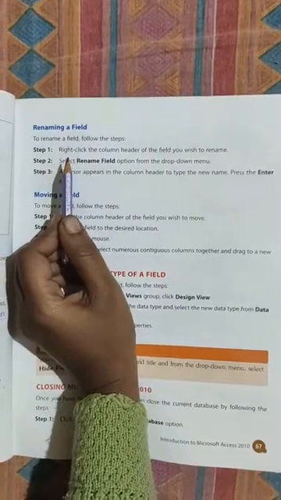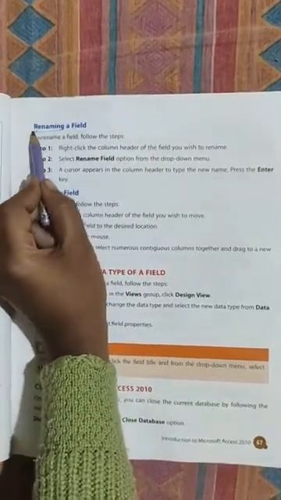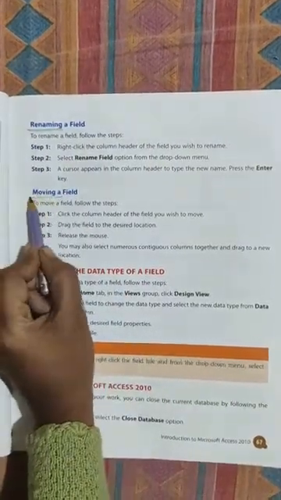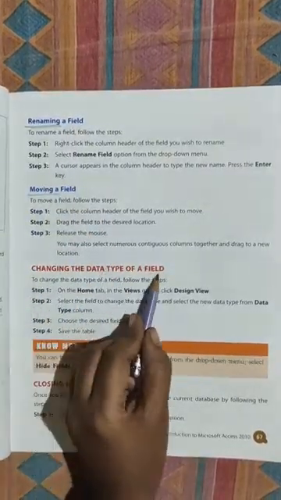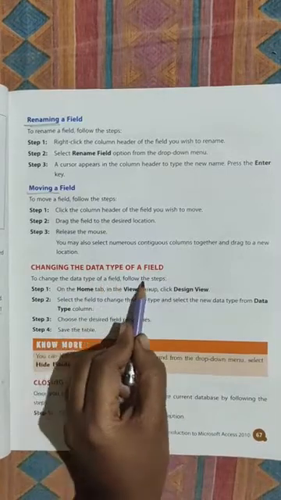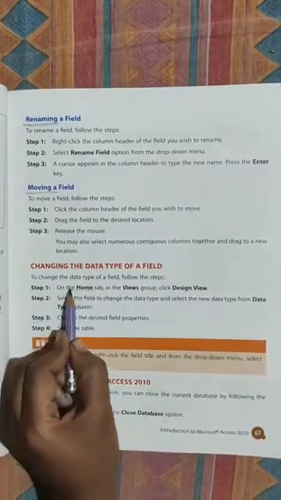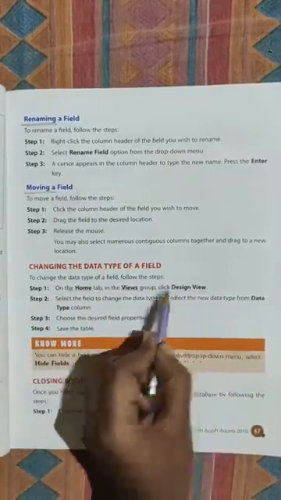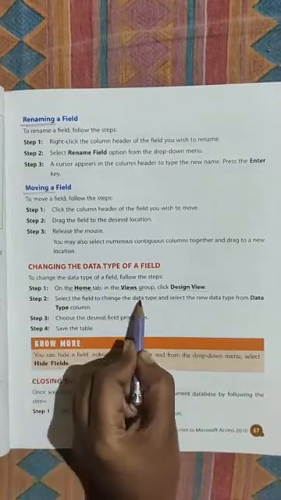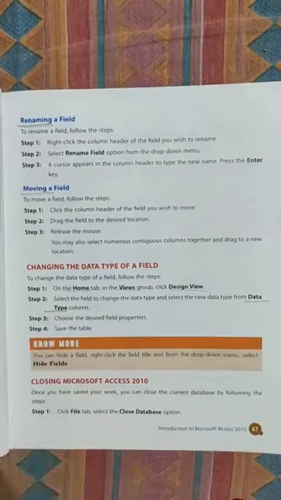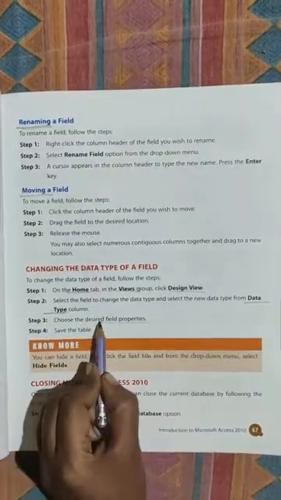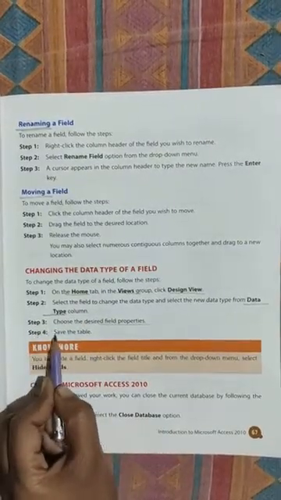Similarly, for modifying or deleting a field, we can rename our field and move a field. Okay, you have to read that by yourself. Now changing the data type of a field. To change the data type of a field, follow these steps. Step 1. On the Home tab, View Group, click Design View. Step 2. Select the field to change the data type and select the new data type from the data type column. Step 3. Choose the desired field property. Step 4. Save the table.